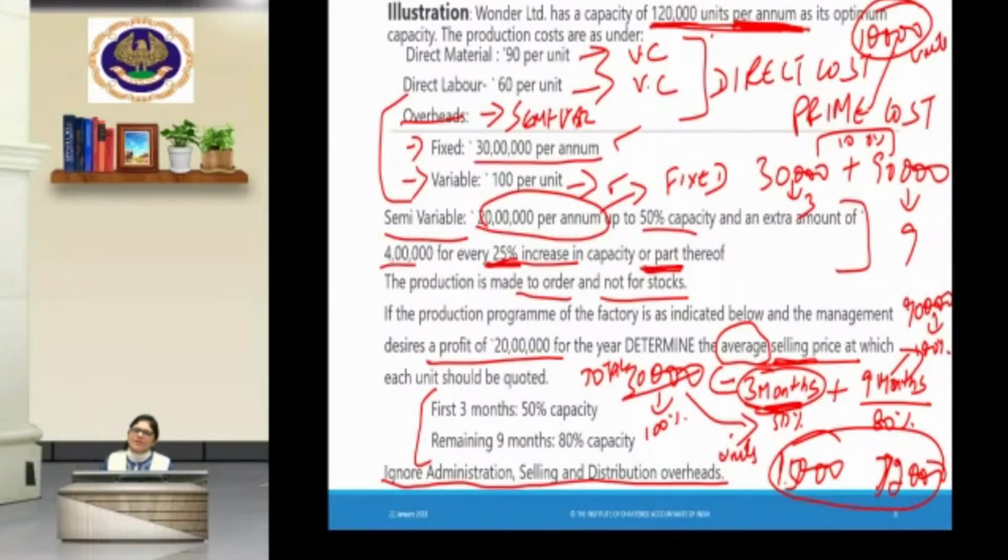So now let us try to make the statement of cost. So we have to make for 3 months separately and for 9 months separately. So let me just erase everything else. I hope this you have understood.